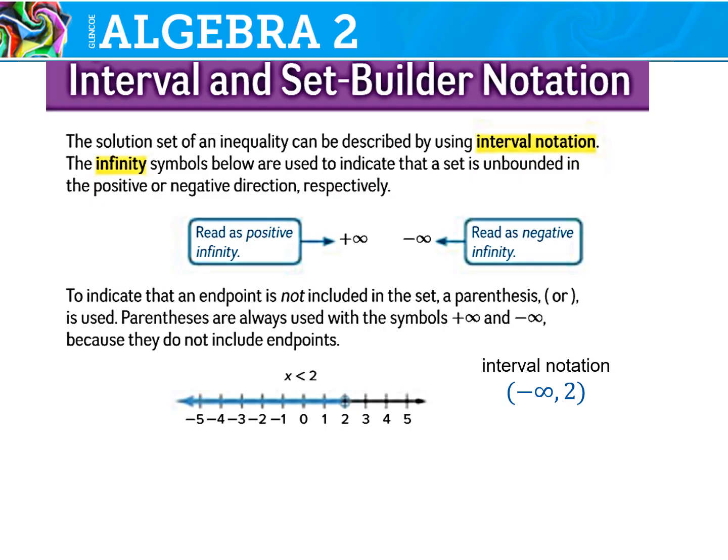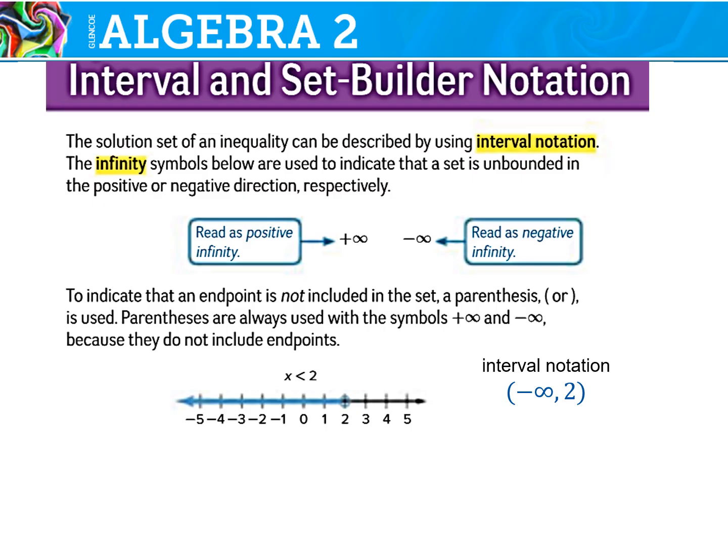Interval and set builder notation. The solution set of an inequality can be described by using interval notation. The infinity symbols are used to indicate that a set is unbounded in the positive or negative direction, respectively. The first one is positive infinity, that's when you go to the right. And the next symbol is negative infinity. That's when you keep going to the left.